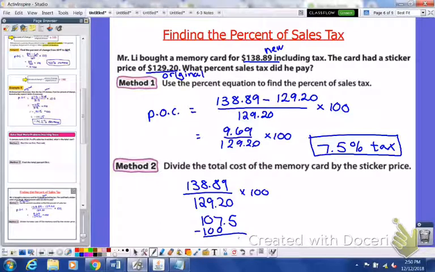Final answer would be 7.5%. I'll squeeze that in there. So you'll see we get 7.5% tax on both methods. So again, just like last section, you choose which method works best for you.